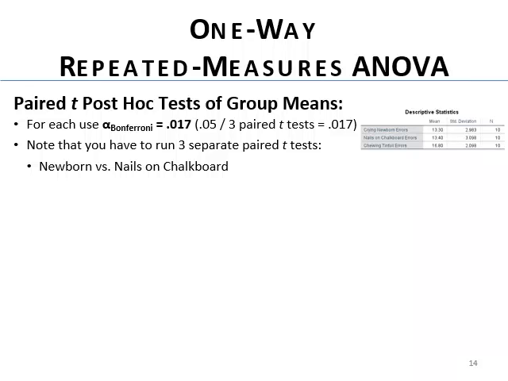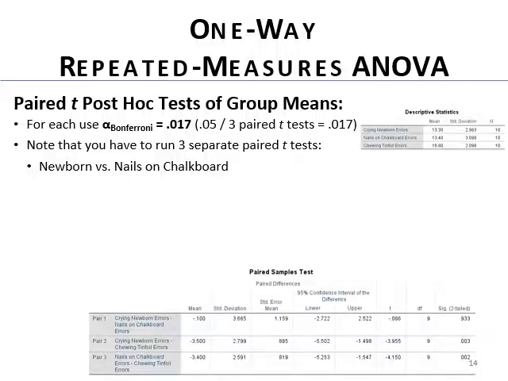So here's the first one. Newborns versus nails on the chalkboard. We're comparing numbers of errors they made. And here's the paired samples t-test output. There's our line right there. We're going to use alpha Bonferroni of 0.017.